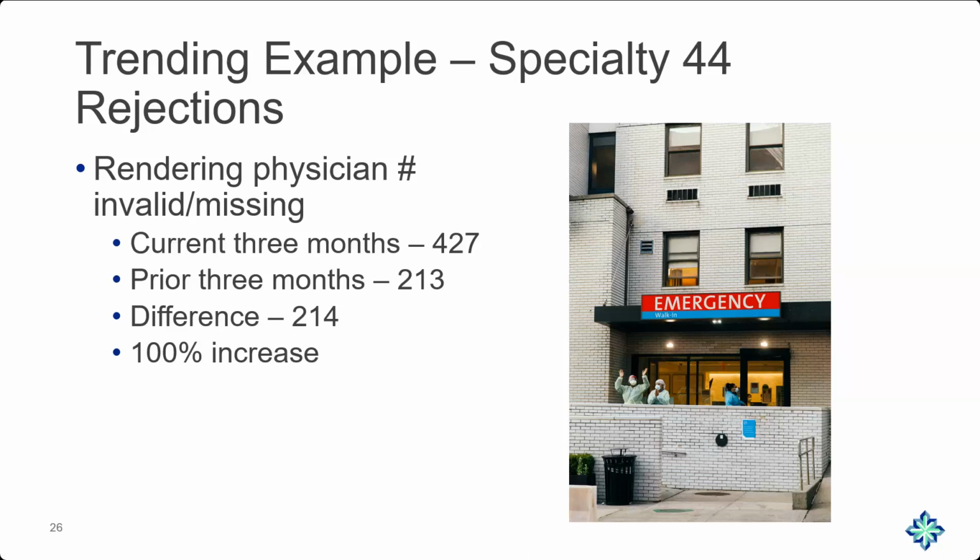I mentioned to you that we look at trending. We look at this data to determine our education needs. So why am I talking about all of these today? Because I determined there was a need. These were the most common reasons for rejections and denials. And this trending example shows you that this increased 100% over 3 months.